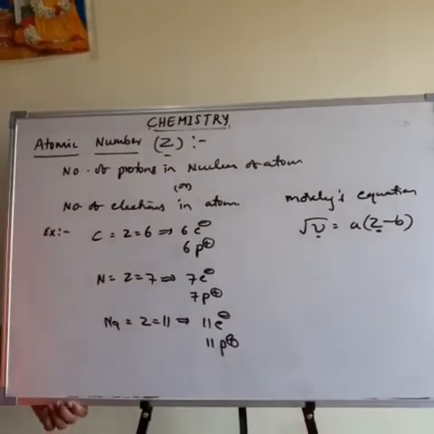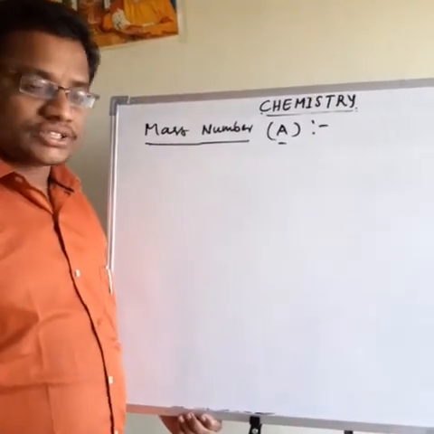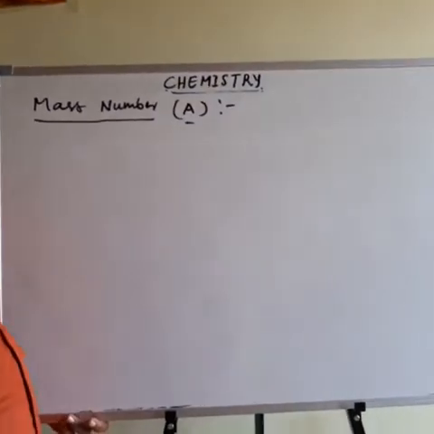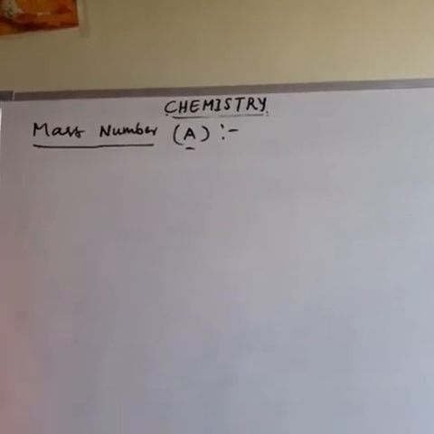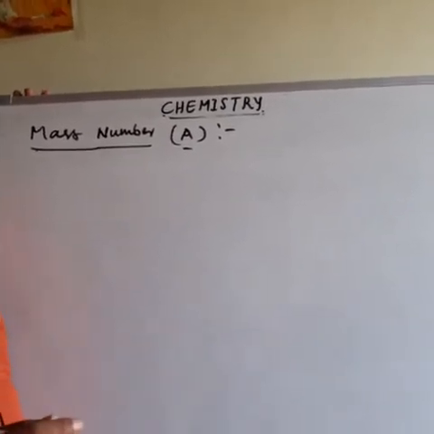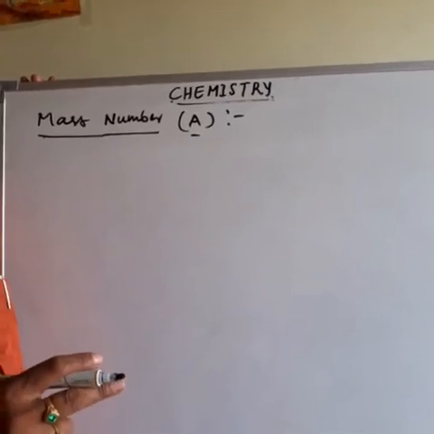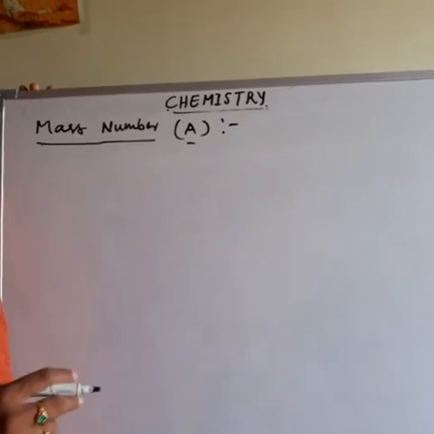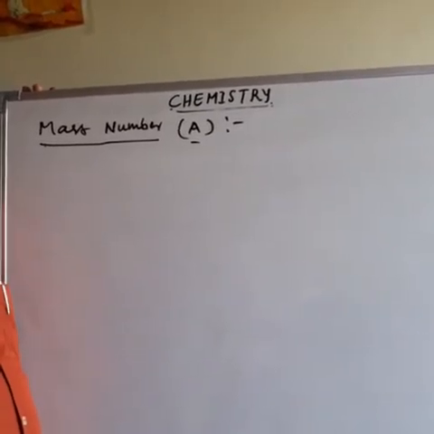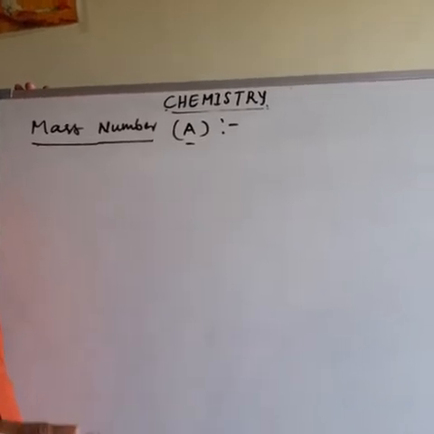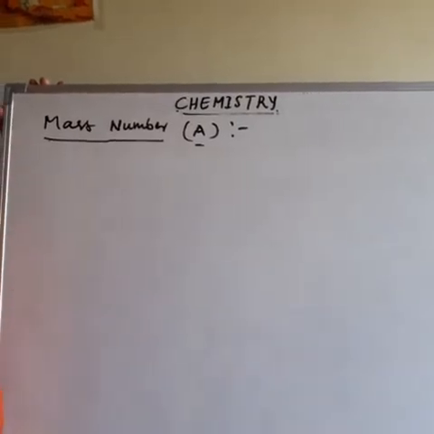Then the next one is mass number. Mass number is represented by the capital A. Then what is mass number? The sum of the total number of protons and the total number of neutrons present in the nucleus of an atom is nothing but the mass number.